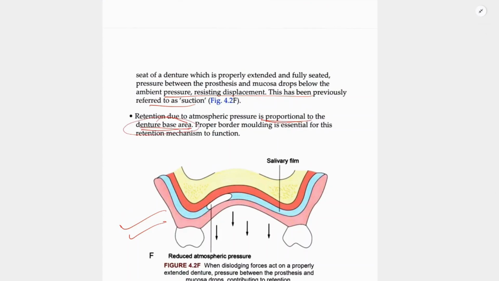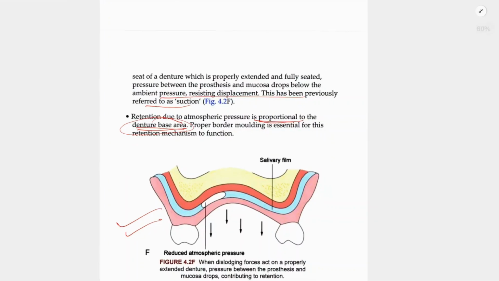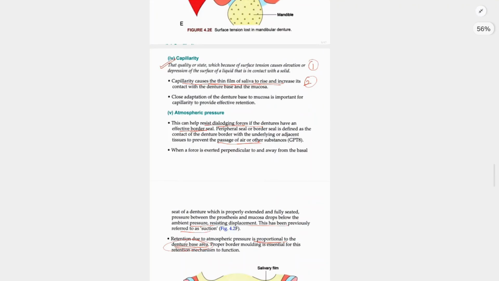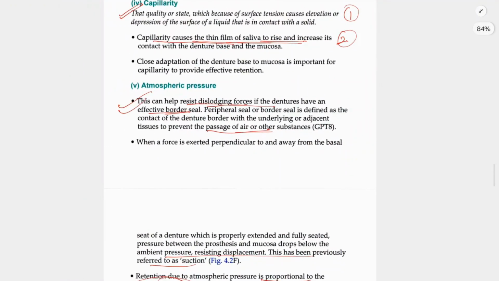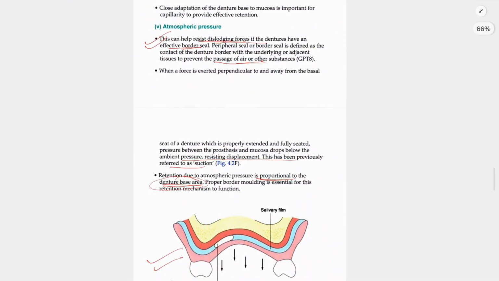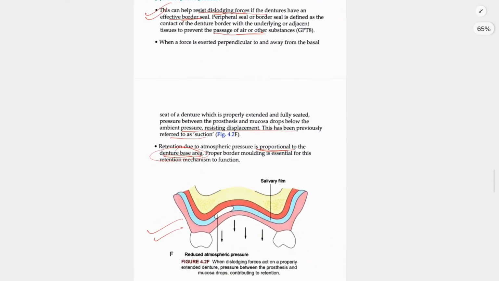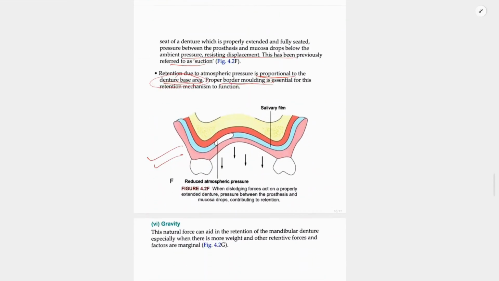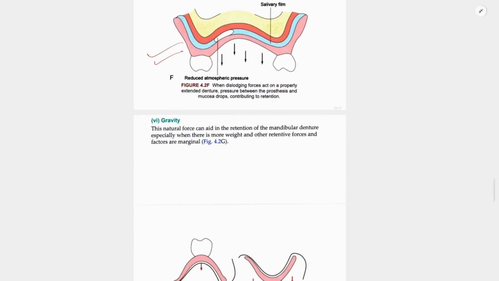Once again, this is a point of the principles of impression making. So, in your atmospheric pressure, first you have to mention the definition. Second, you can draw the diagram. Third, you can write retention due to atmospheric pressure is proportional to the denture base area. And then you can add proper border molding is essential for the retention mechanism to function, and draw the diagram. Drawing diagram in your exam helps you to elongate your answers and give examiner the confidence that you people know the topic.